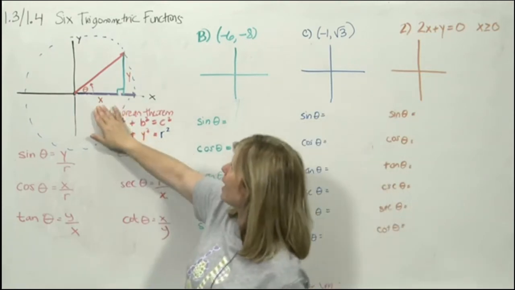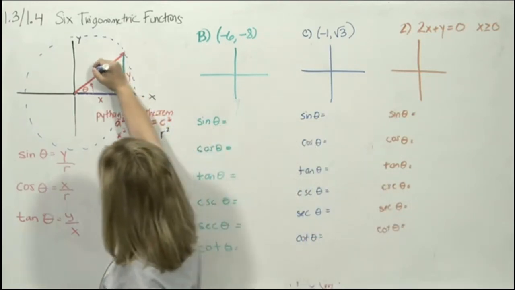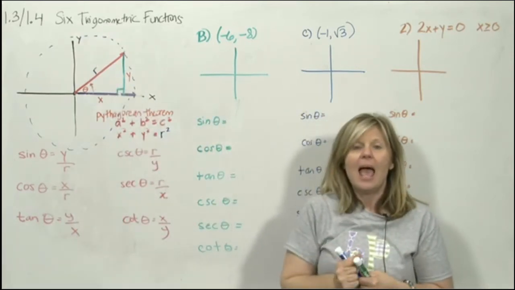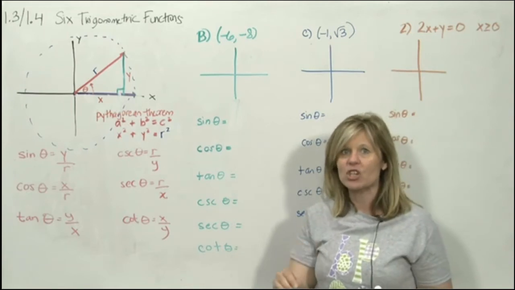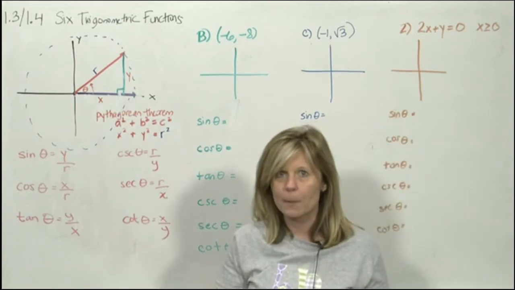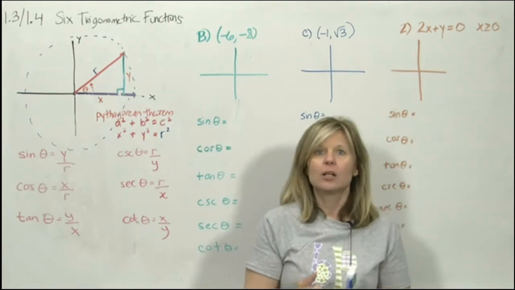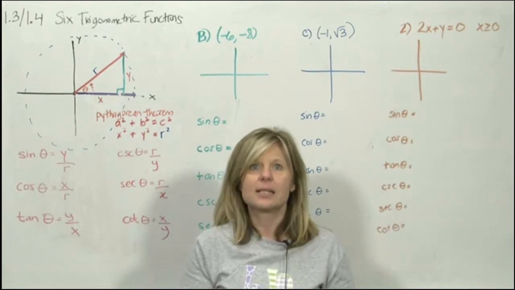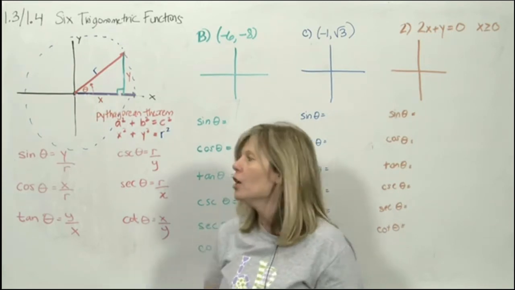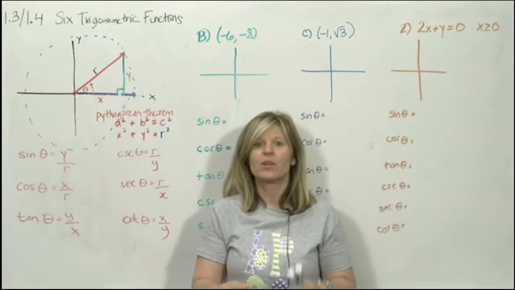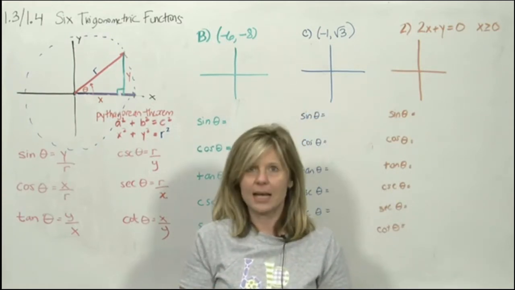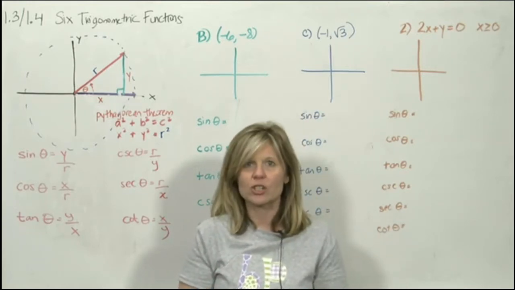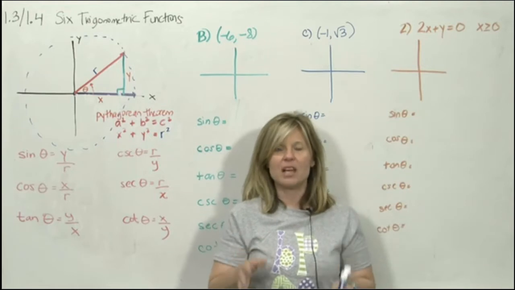Now we have this one labeled x, we have this one labeled y, and now we know we're going to label this one r. So we only need two of these sides. And trig has 6 definitions. There are 6 trig words. They are sine, cosine, tangent, cosecant, secant, and cotangent. So those are your 6 trig words. Sine, cosine, tangent, cosecant, secant, and cotangent. And guys, I'm about to give you definitions.